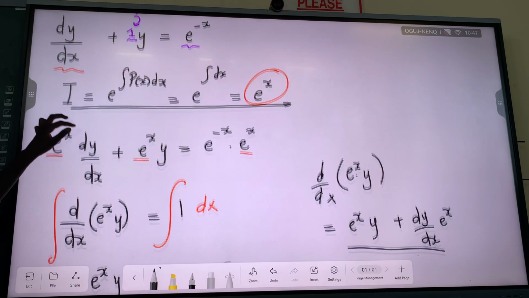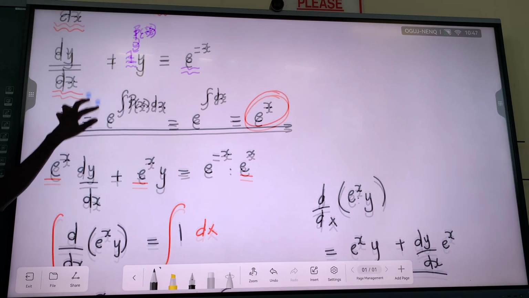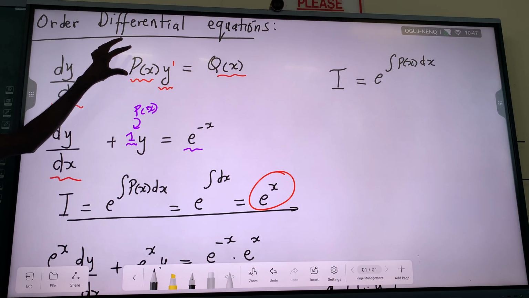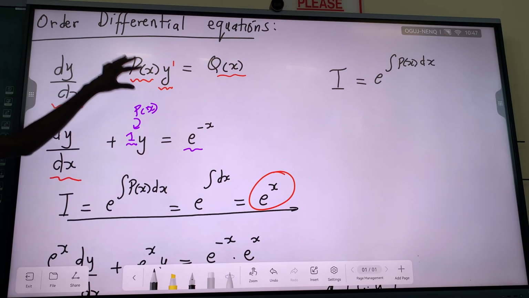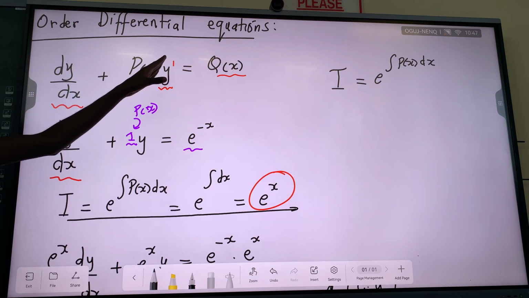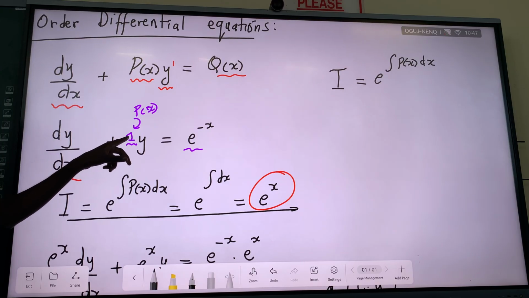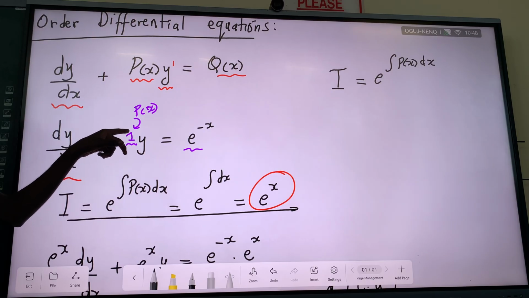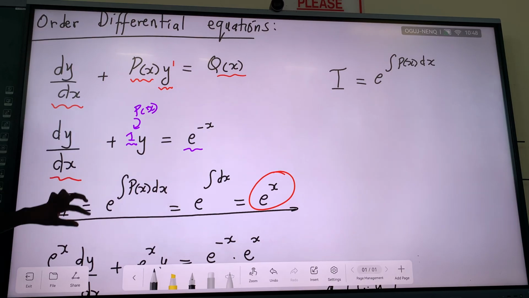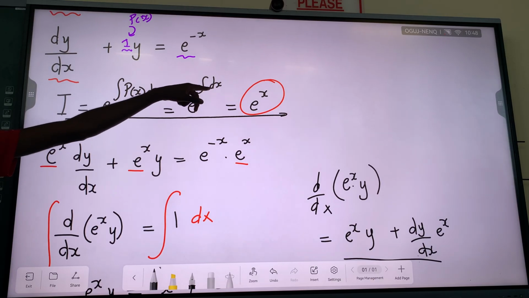We start by finding the integrating factor. For the integrating factor, you first identify where your P at x is. P at x is the function of x that multiplies y. In this case, in this equation there is nothing we see with x, but we see that this y multiplies 1. So that 1 is our P at x essentially. So you get the integrating factor, which is just e to the power integral of P at x, that is 1, dx.